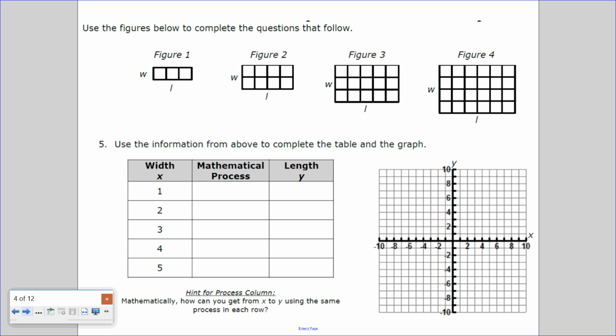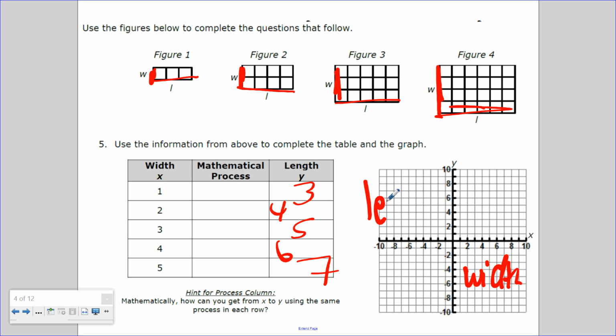Let's look at our next picture. In our next picture, if the width is 1, then the length has to be 3. If the width is 2, the length is 4. If the width is 3, the length is 5. The width is 4, the length is 6. So let's make a prediction. If the width is 5, I think the length is going to be 7. Let's graph it. This is width. This is the length. So 1, 3, 2, 4, 3, 5, 4, 6, 5, 7.